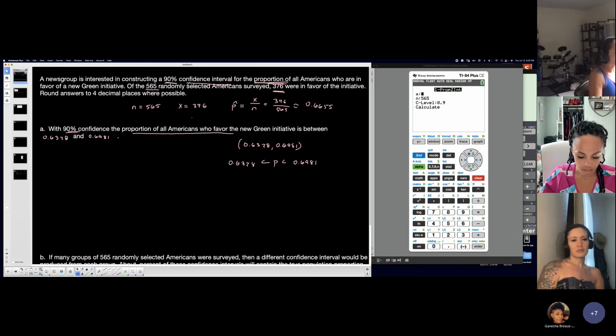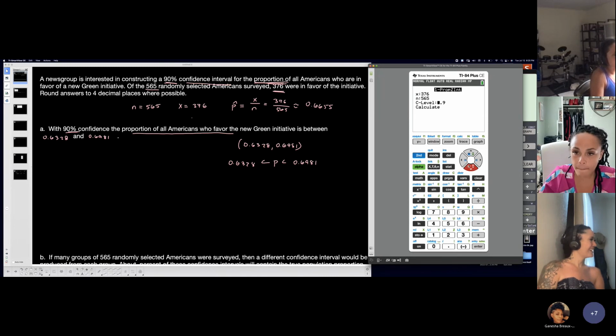So again, confidence interval proportion. One Prop Z Int because I'm looking for a proportion. They're going to ask me for X. In this case, I'll write it again, 376. And my N, my C level is 0.9, right? And it'll calculate p hat for me and everything else.